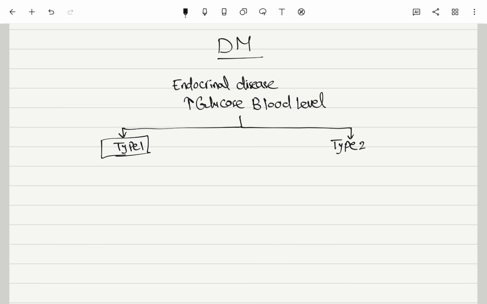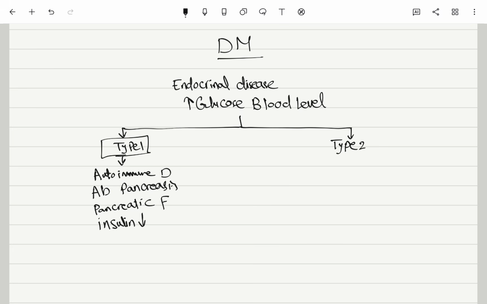Type 1 is usually due to autoimmune disease. There are antibodies against the pancreas causing pancreatic fibrosis. So the insulin level will be reduced, and it is associated with other autoimmune diseases like hypothyroidism and systemic lupus and the other autoimmune diseases.